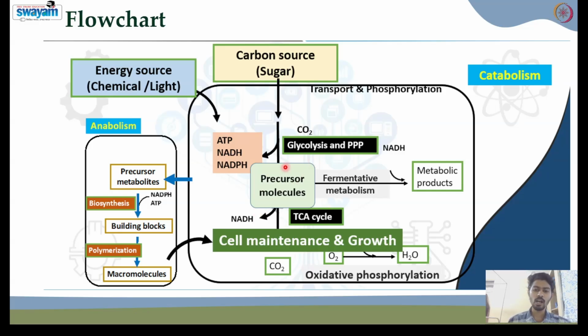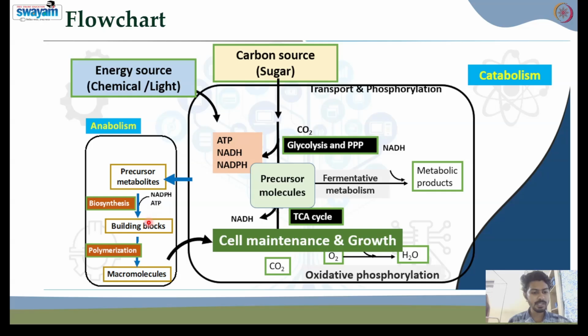So this is how the sugar is converting into energy form. And if you see here in the anabolism process, the already generated ATP will help these precursor metabolites, like simple monomers or amino acids, to biosynthesize them and form building blocks. And how do they form? With the help of the ATP that is generated from the catabolism process.